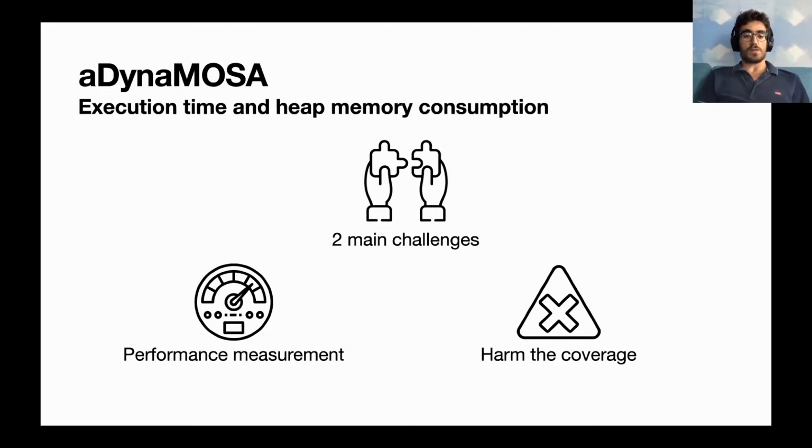The first one is about measuring the performances of tests that we want to optimize in the loop of the genetic algorithm without incurring any performance loss for the algorithm itself. The second one, as I said, is to optimize both non-coverage and coverage criteria without harming the code coverage. So let us see how we address the first of those challenges.